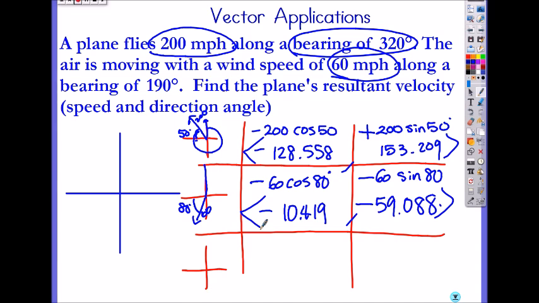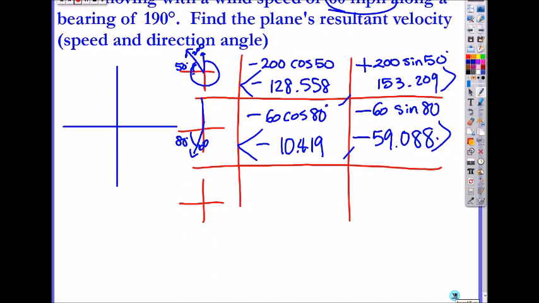So now what are we doing? We are adding these two vectors. I'm going to call this vector P, plane, and vector W for wind. Now we are adding P plus W. So what do you do when you add vectors? You add the x's together and y's together. So here they're both negative, so it becomes a bigger negative.